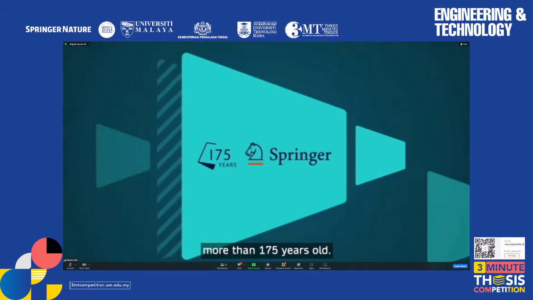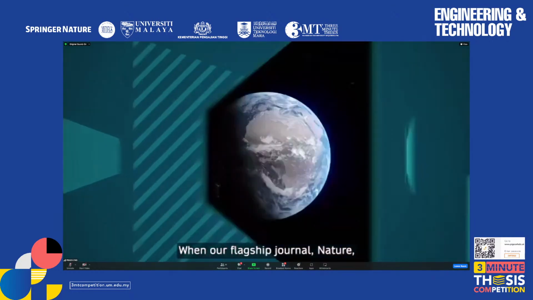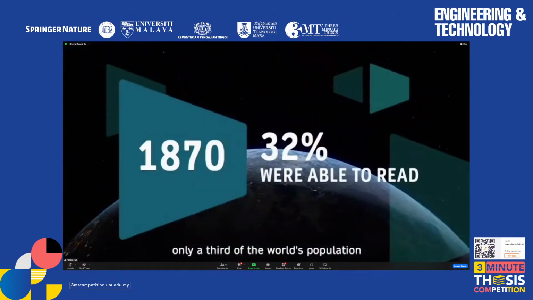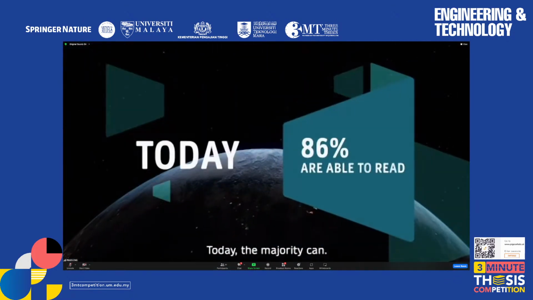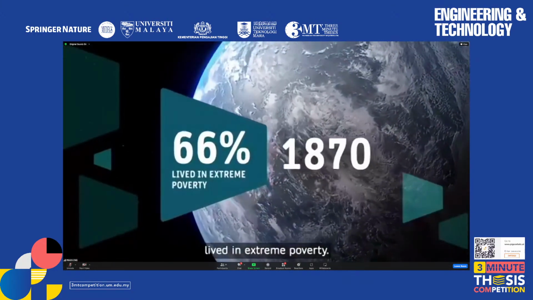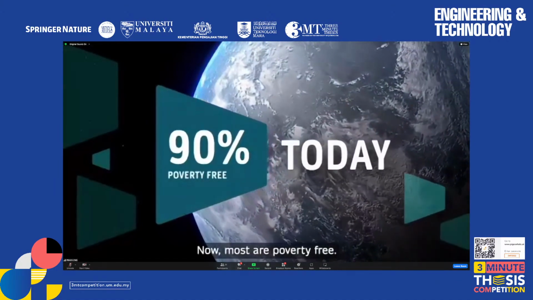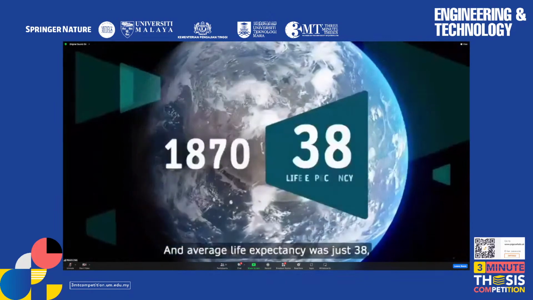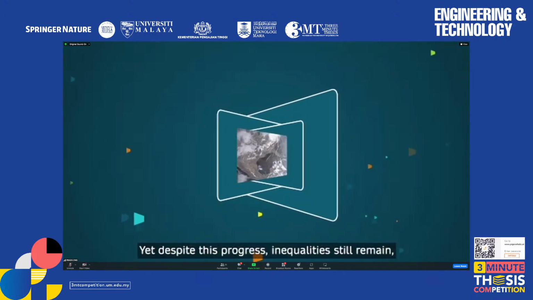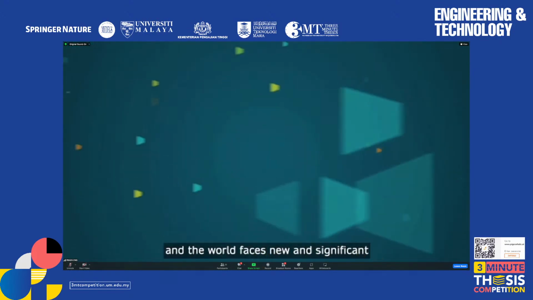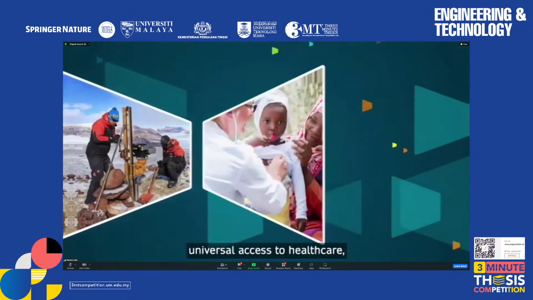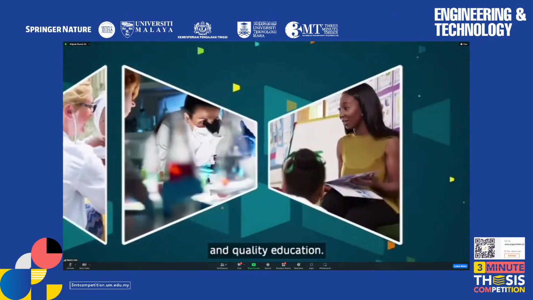The roots of our business are more than 175 years old. When our flagship journal Nature was first published 150 years ago, only a third of the world's population were able to read. Today, the majority can. Nearly two thirds of the world's population lived in extreme poverty. Now, most are poverty-free. And average life expectancy was just 38, where today that number is over 70. Yet despite this progress, inequalities still remain, and the world faces new and significant societal challenges, such as climate change, universal access to healthcare, and quality education.